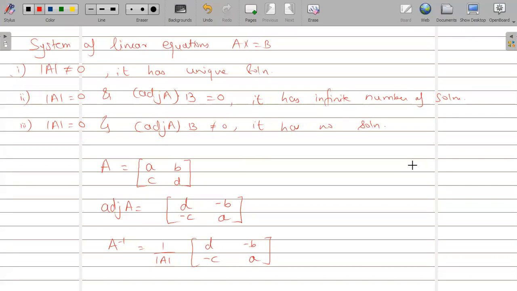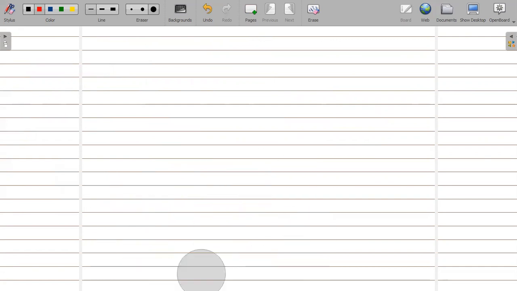Now, see your first question. You're given A, which is 2, minus 1, 3, minus 4, 5, 1. B is given as 2, 4, 1, 3, minus 2, 5. Okay. Now tell me what is the order of the first matrix? 2 by 3. Then your second matrix is 3 by 2. Okay.